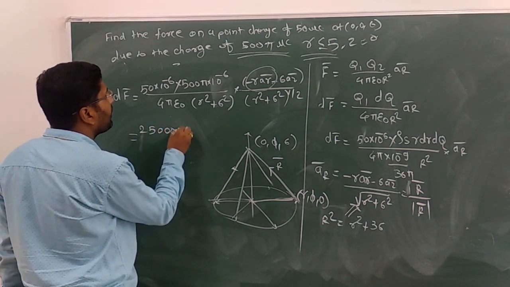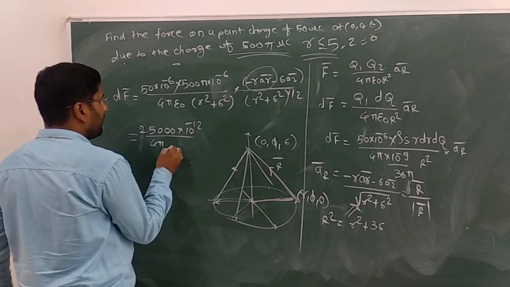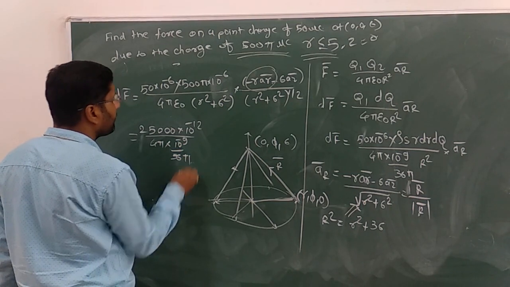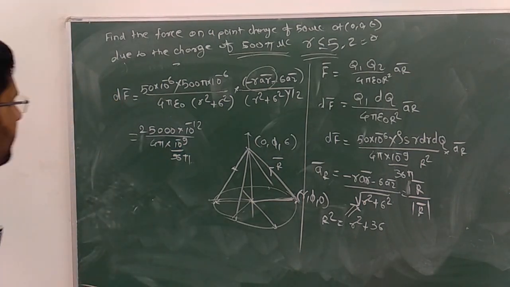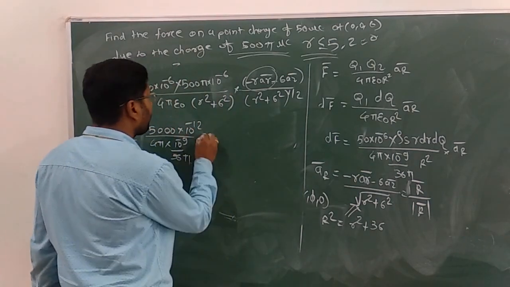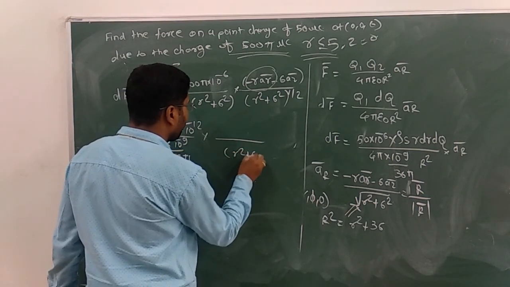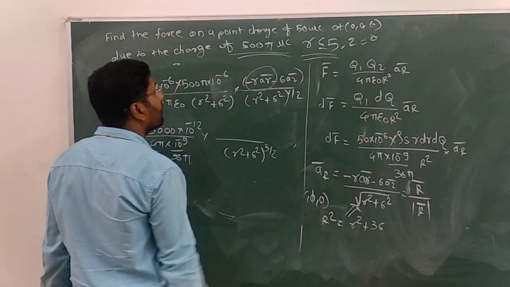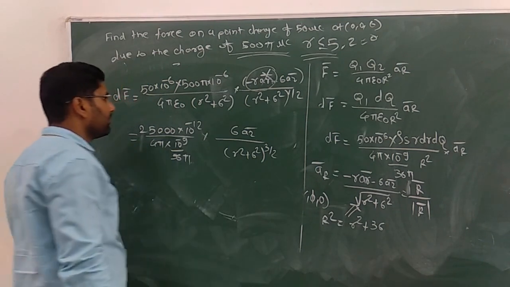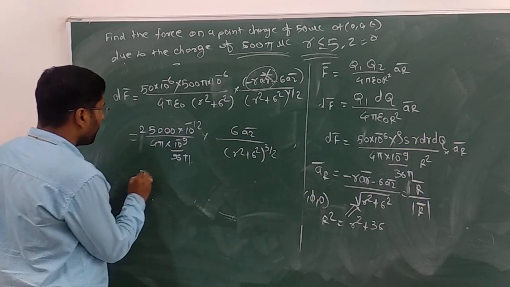25000 into 10 raised to minus 12, divided by 4 pi into 10 raised to minus 9 divided by 36 pi, R square plus 6 square raised to 3 by 2. And this is 6 AZ bar. R bar, AR bar, this is cancelling. So do this calculation. Now we will put the limits.